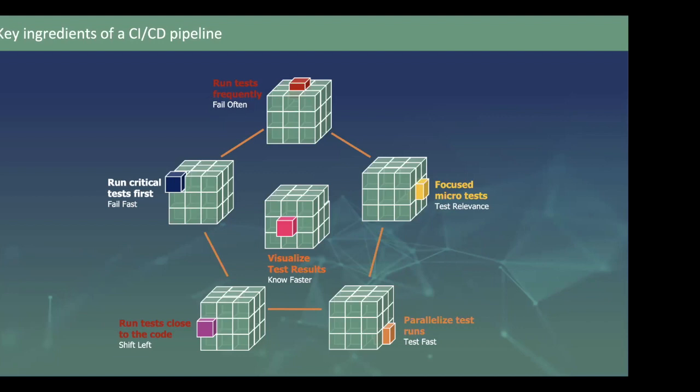And the other one is shift left. Whether you fail often, or fail fast, or test fast, make sure you run them closer to the code, and that's shift left. And in the middle is visualized test results. You might be running all your tests and all your automation 15 times a day, but unless you have a proper way to bubble up real issues, nobody has the time to look at it every time something fails, right? So proper visualization is also an important key ingredient.